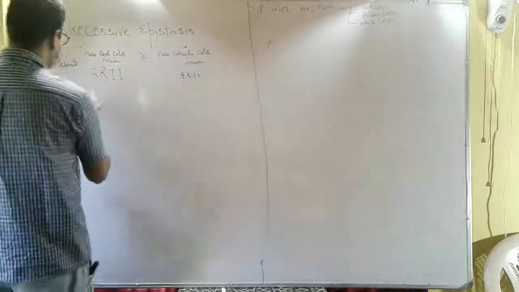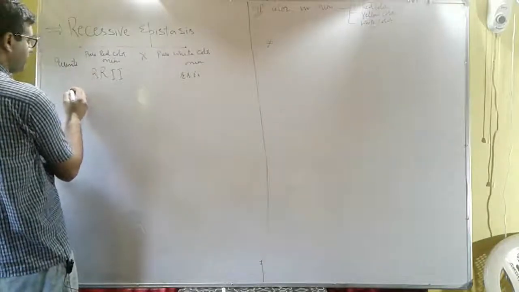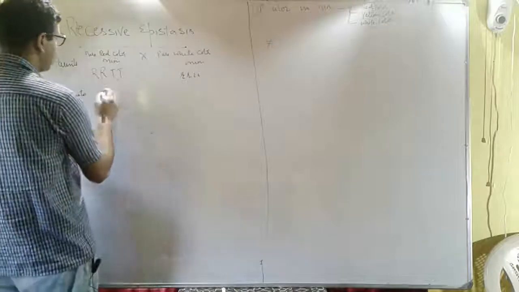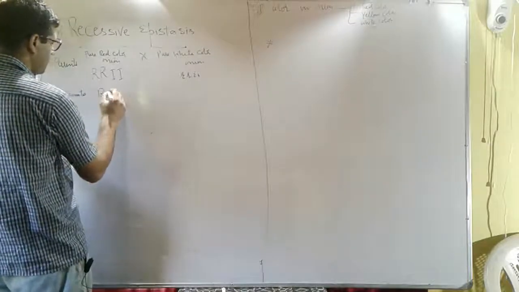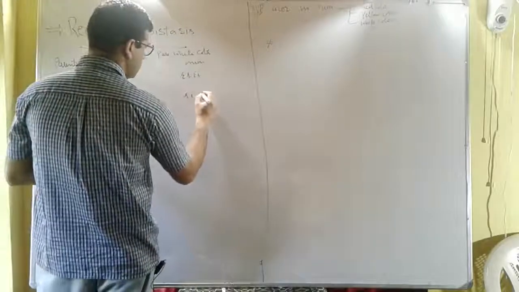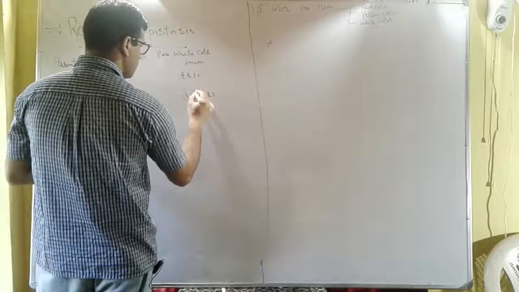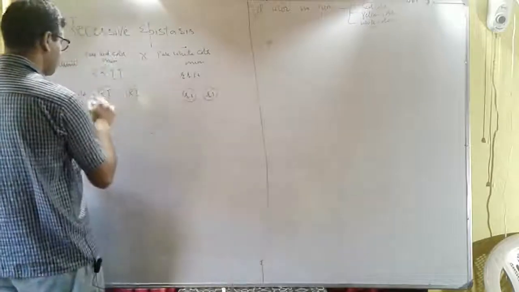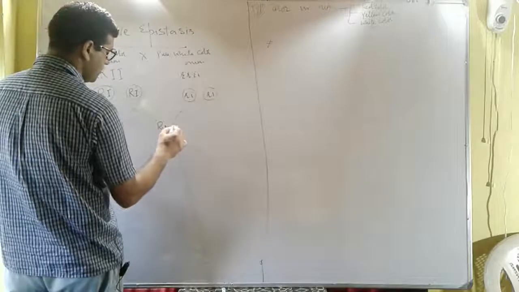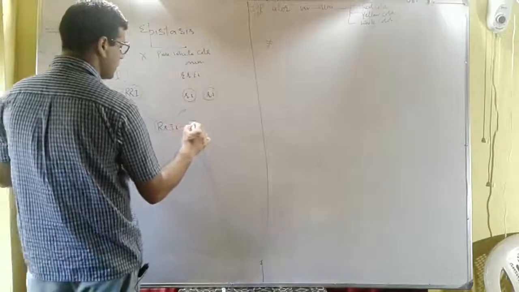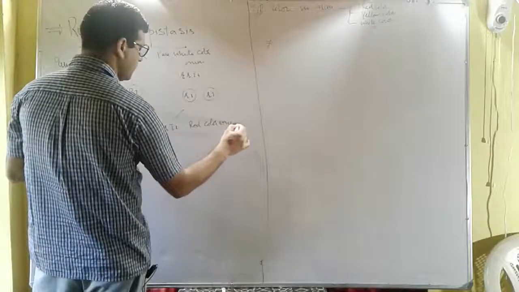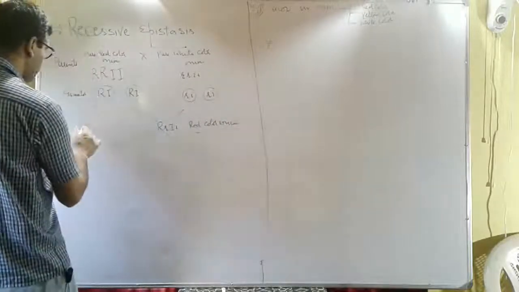Then we have gametes, capital R capital I, and small r small i. These are the gametes. Then we have got F1 generation. This is a red color onion. This is F1.